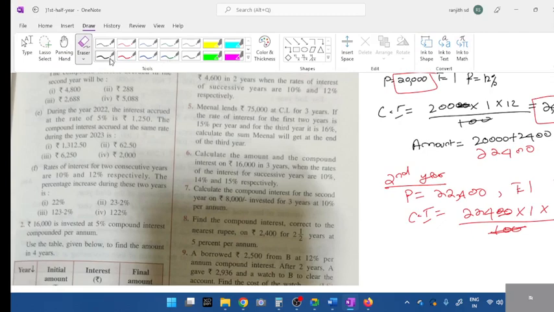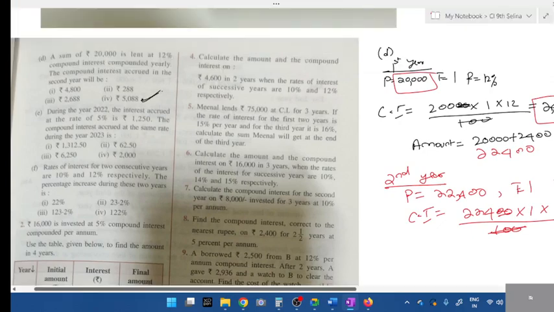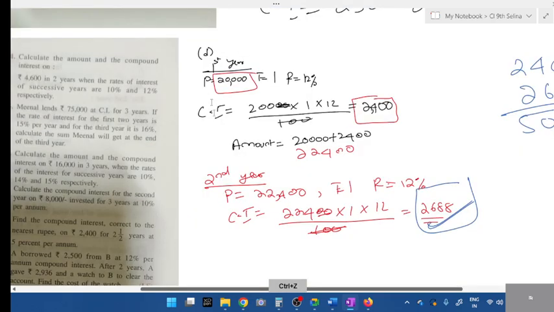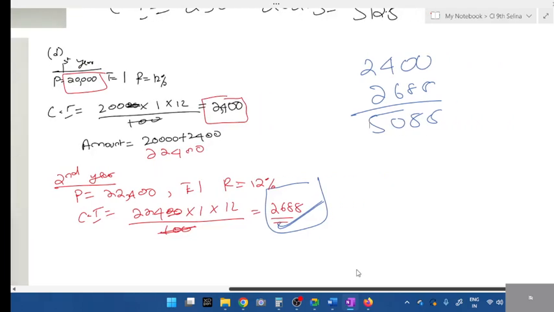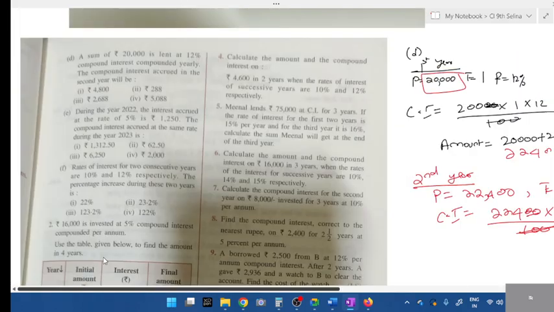5088. So if you mark this, is it correct? Is it right? Respond. Why are you not responding? Is the audio not clear? Okay. You think it is correct if I mark 5088? Respond, students. Yes or no?